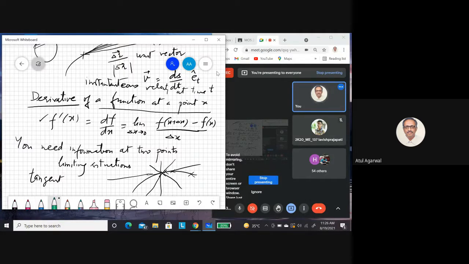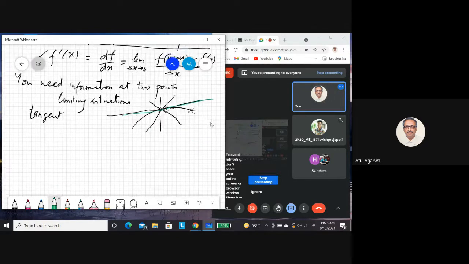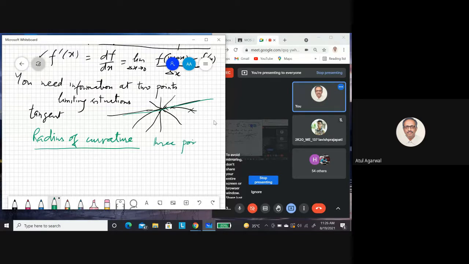So you see, for tangent you need information about 2 points. Similarly, there is a concept of radius of curvature. For that you need information on 3 nearly coincident points.